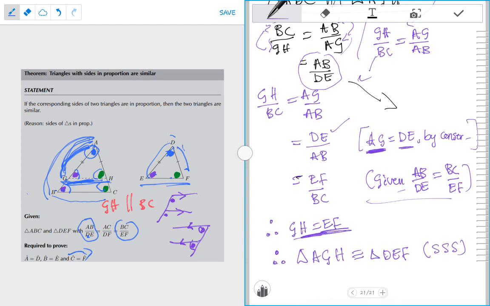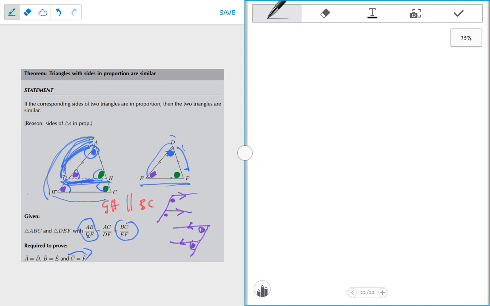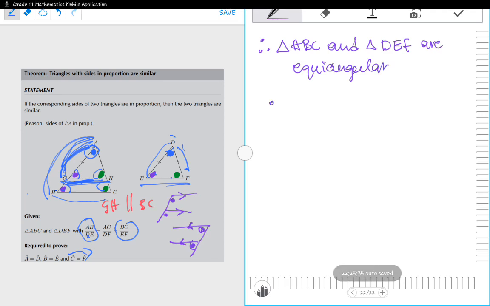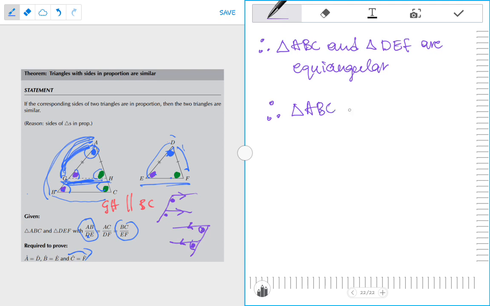Therefore, we can now come to the conclusion that triangle ABC and triangle DEF are equiangular. Therefore, triangle ABC is similar to DEF.